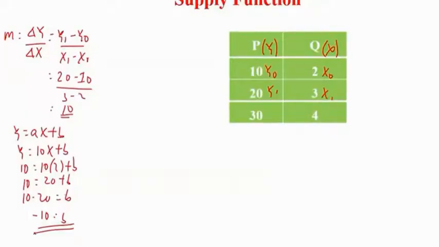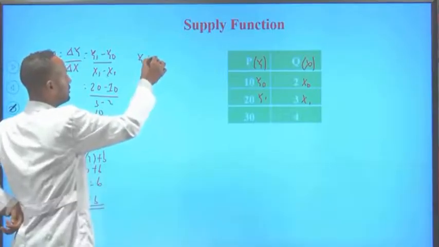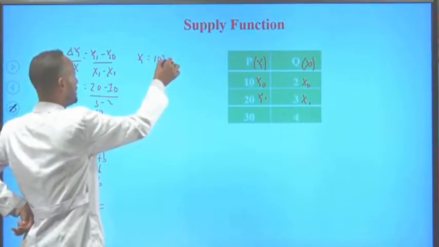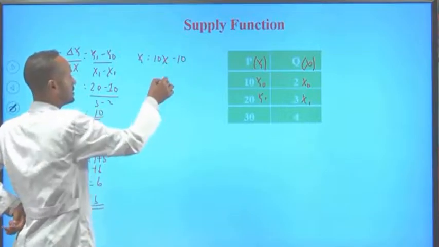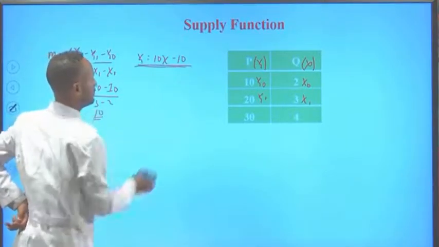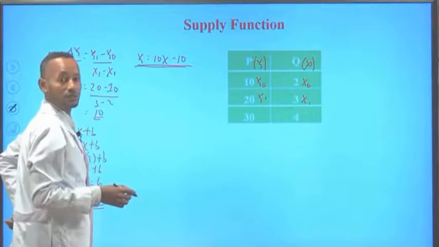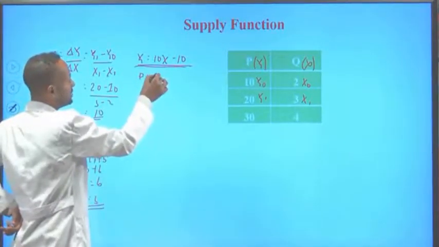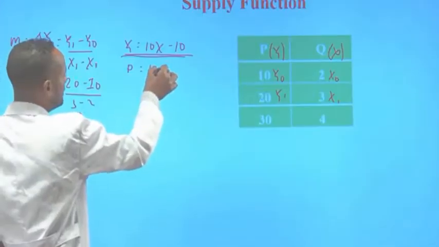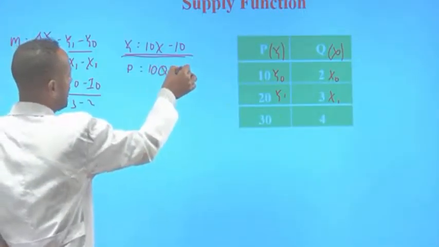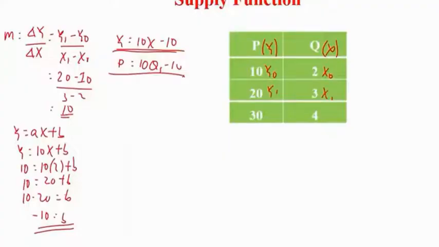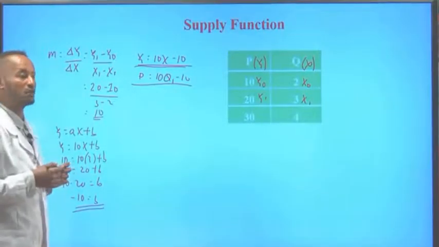So we have the equation, which is y is equal to 10x minus 10. This is our function. When we convert it into our lesson, we represented y with price and x with quantity supplied, and this is the supply function. But we have to convert it into the form of quantity supplied equals to form.